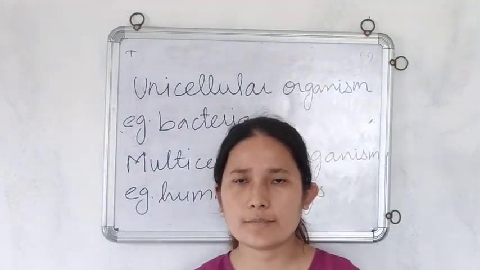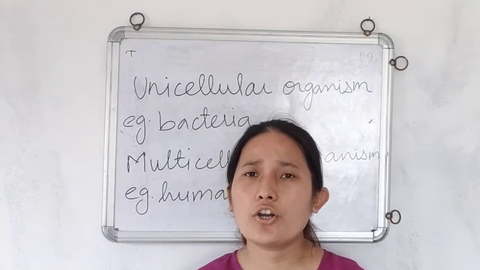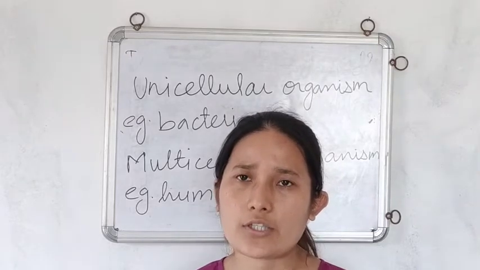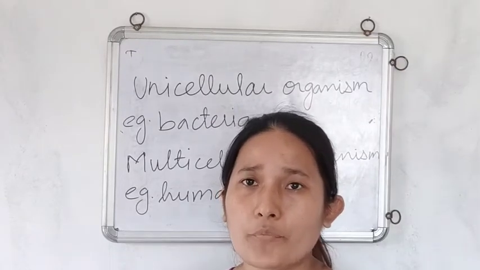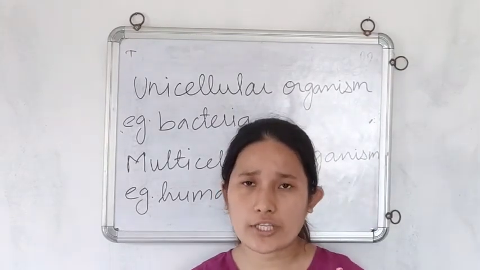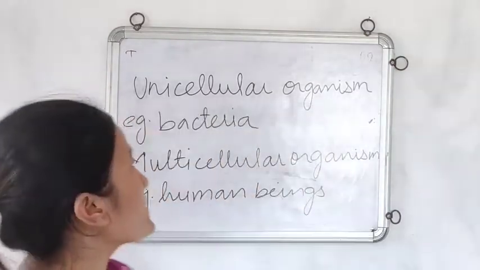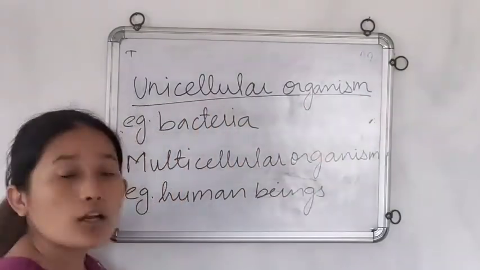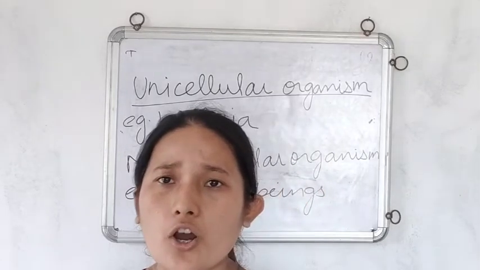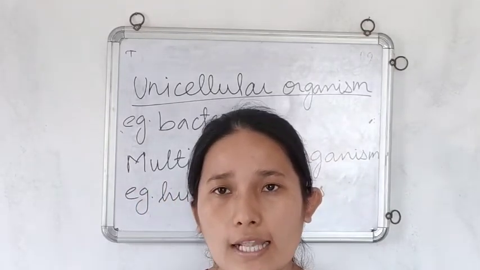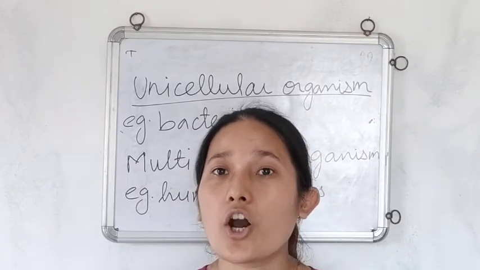Now let us discuss the variation in cells, or you can term it cell diversity, on the basis of size, number and shape. First let us take the number. Some organisms are made up of only one cell. Those organisms are referred to as unicellular organisms. Examples are bacteria, virus and protozoa. All these are made up of only one cell. Uni means one. That's why it is referred to as a unicellular organism.